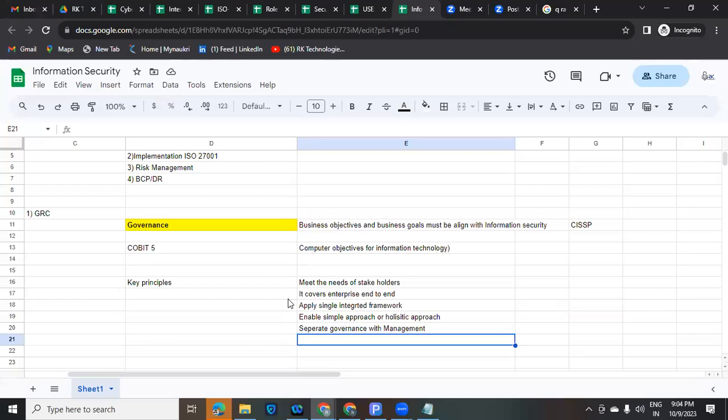If you don't follow compliances, what will happen? Anyone? If you don't follow compliance, what will happen?